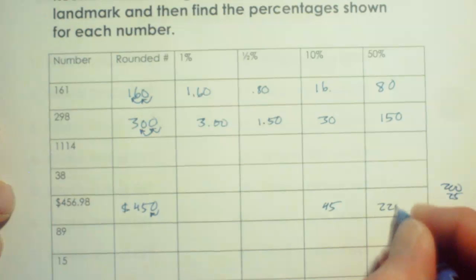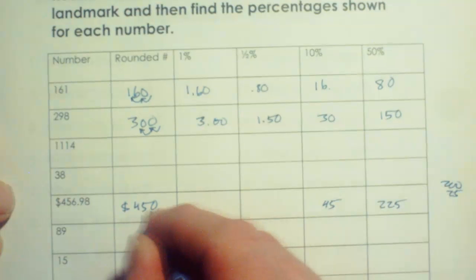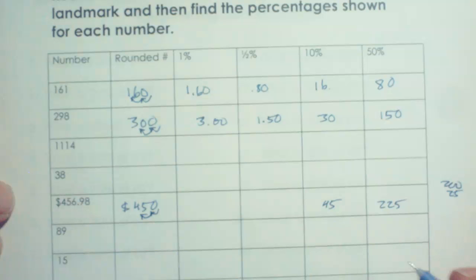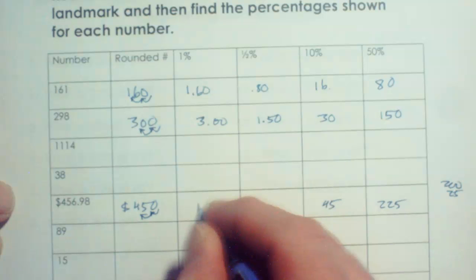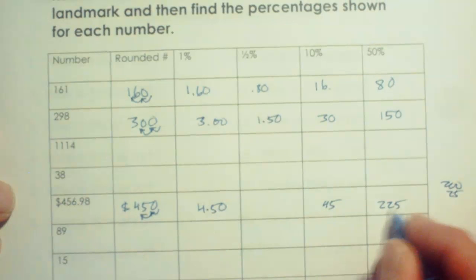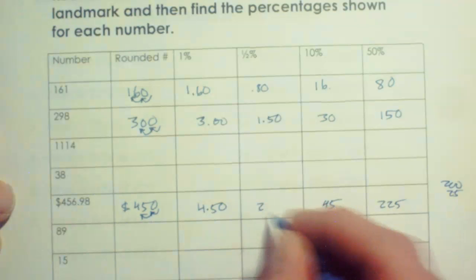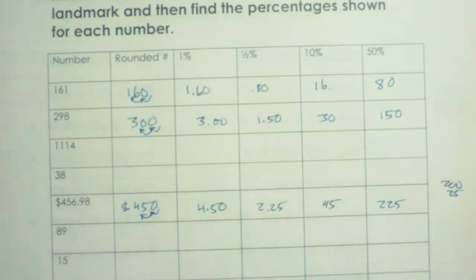How about 1%? Well, divide by 10 again. Now we're down to 4.5. Again, think about it as $4.50. What's half of $4.50? That looks like this number. Remember the relationship? Sure, half percent. Half percent is going to be $2.25. All right, good luck as you work through these.